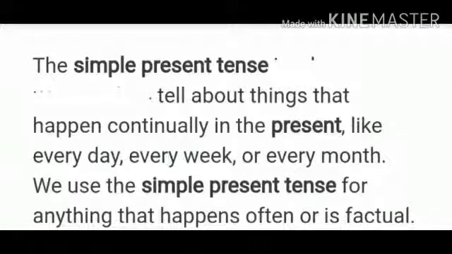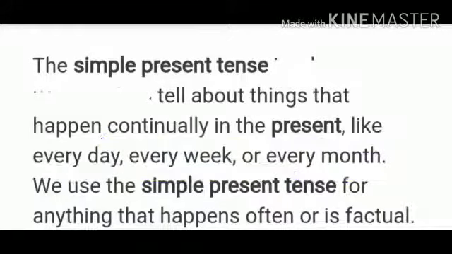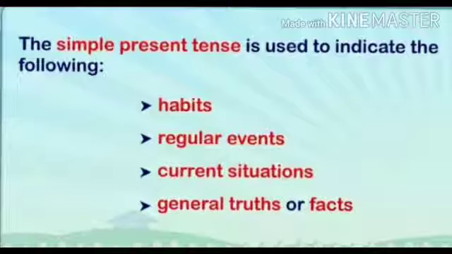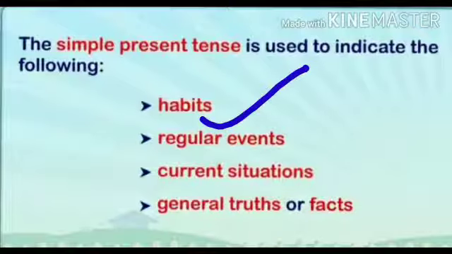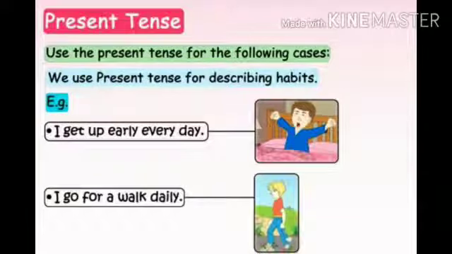The simple present tense tells about things that happen continually in the present, like every day, every week or every month. We use the simple present tense for anything that happens often or is factual. The simple present tense is used to indicate the following, that is habits, regular events, current situations, general truth or facts, etc. Let us understand one by one.